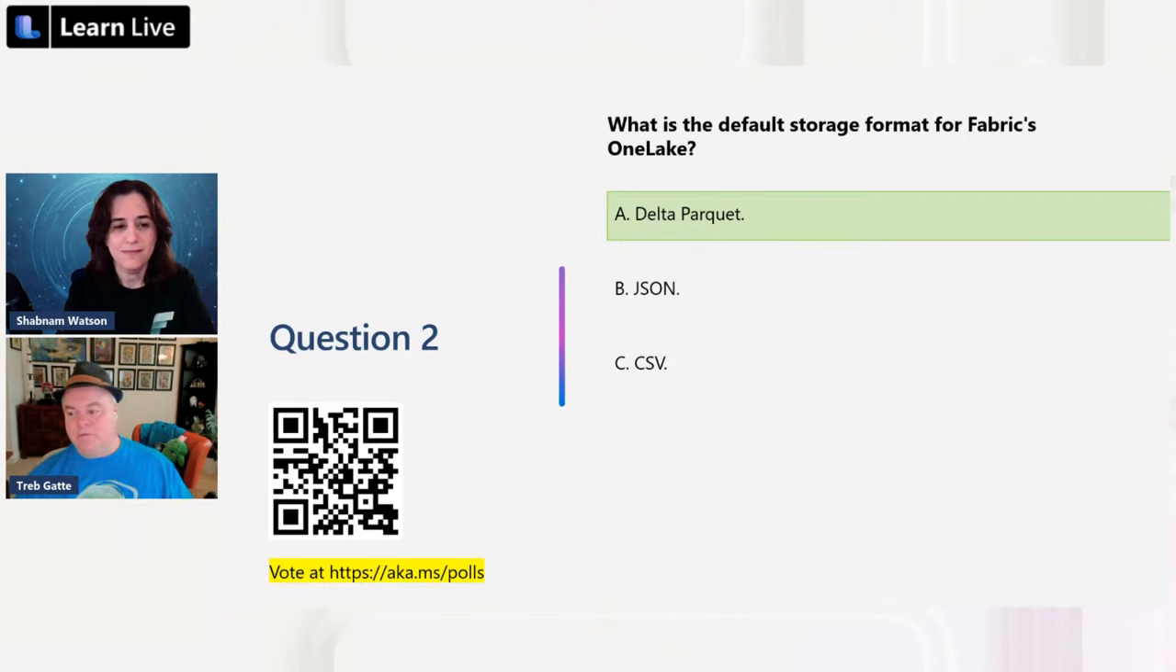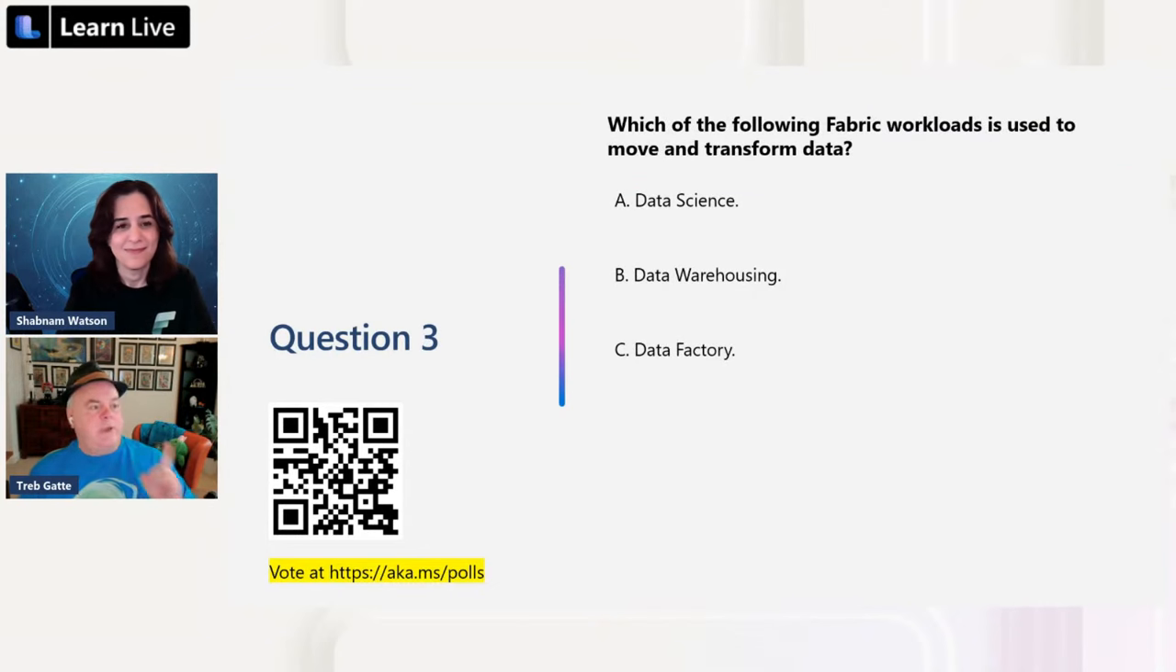So y'all doing good. I'm loving the interaction here. So we got one more question for you before we get to our demo. Which of the following Fabric workloads is used to move and transform data? A, data science, B, data warehousing, or C, data factory?